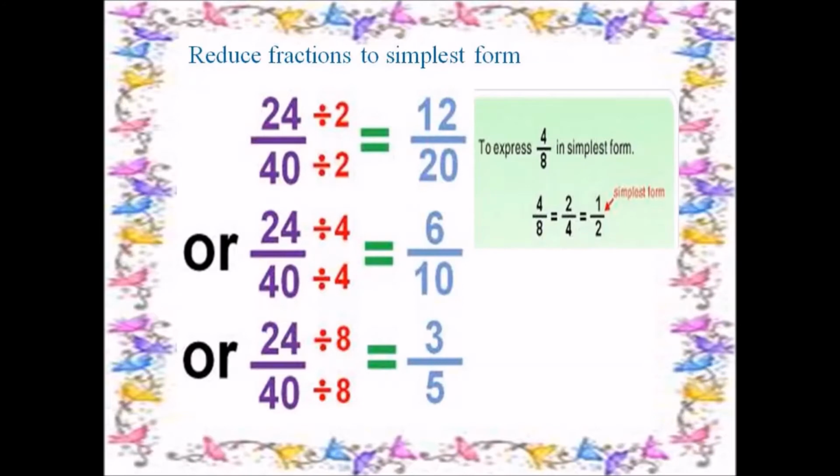Reduce fractions to simplest form. 24 by 40, if it is divided by 2, we get 12 by 20. If 24 by 40 is divided by 4, we get 6 by 10. If 24 by 40 is divided by 8, we get 3 by 5. So the simplest form is 3 by 5. To express 4 by 8 in a simple form will be 1 by 2.